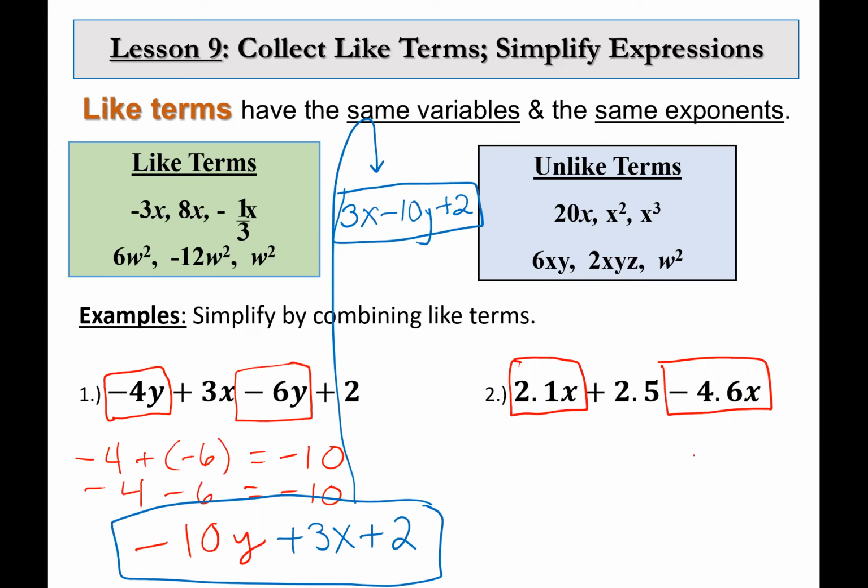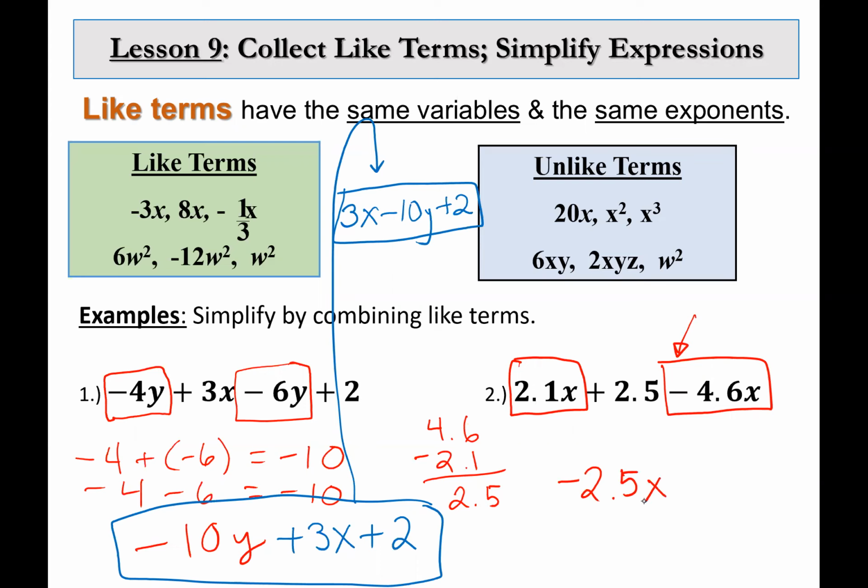If you don't have a calculator, here's how you'd write that out. The 2.1 is positive, the 4.6 is negative, but when I write this out as a subtraction problem, I would want to write 4.6 minus 2.1. I'm writing the bigger number on the top, so I can subtract in the correct order. I'm lining up the decimals. 6 minus 1 is 5. Bring down the decimal point. 4 minus 2 is 2. I'm getting 2.5, but because the bigger number is negative, I know my answer is negative. So it would become negative 2.5x.